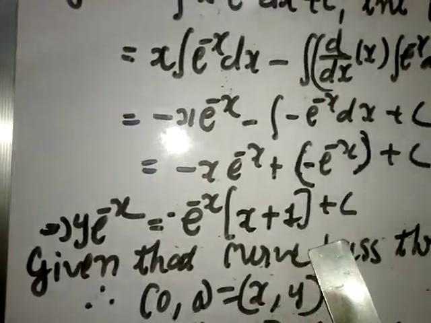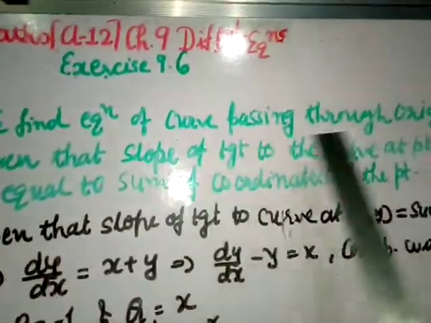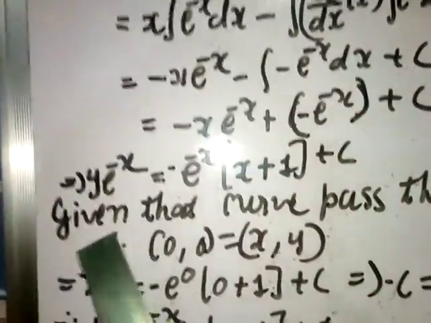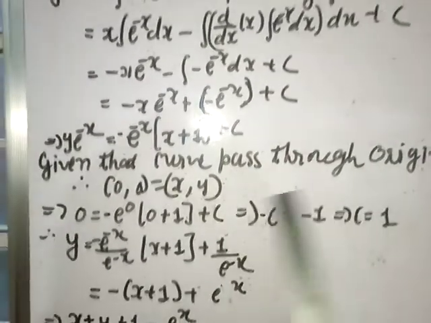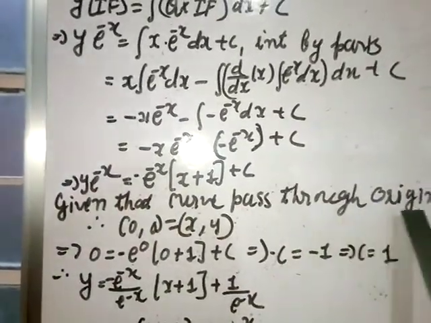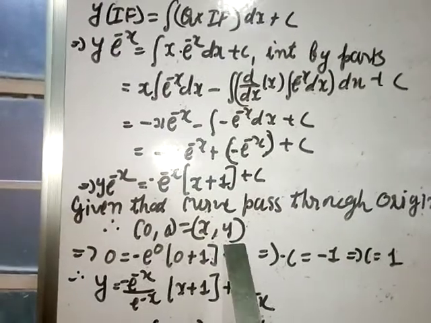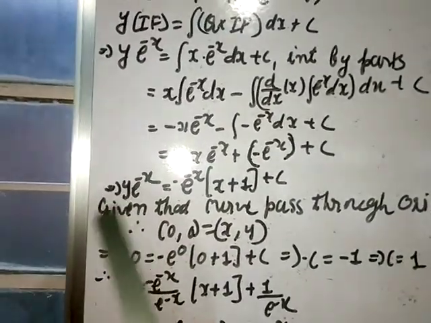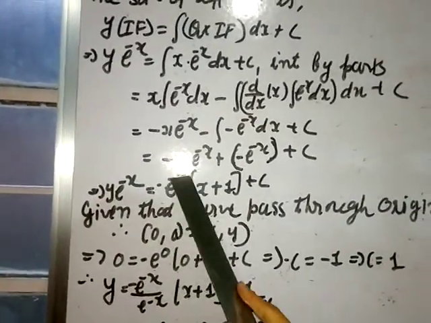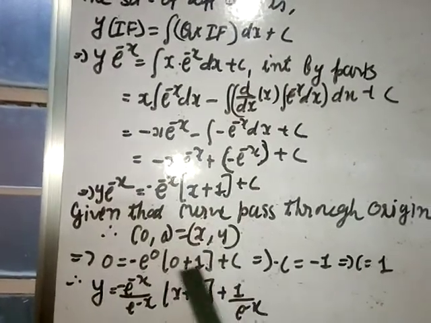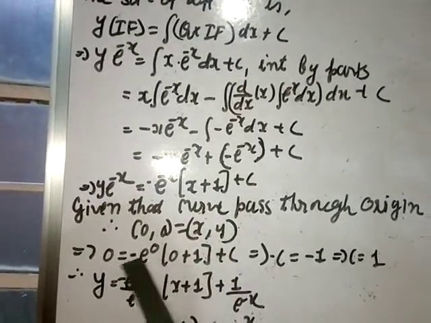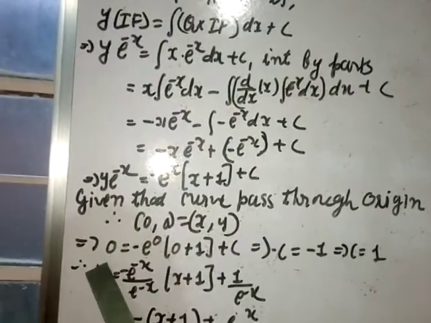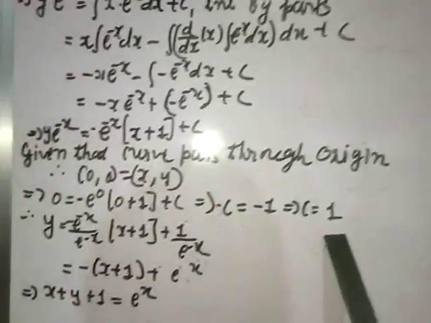Now we are given that the curve passes through the origin. That means you have to put the point 0, 0, that is x and y equal to 0, 0. So here put 0, so this part is 0. Here put 0, so e power 0 is 1. Here 0 plus 1, so here remains 1. E power 0 is 1, so it is minus 1, and if you transfer c here, that is minus 1. So you get the c value as plus 1.